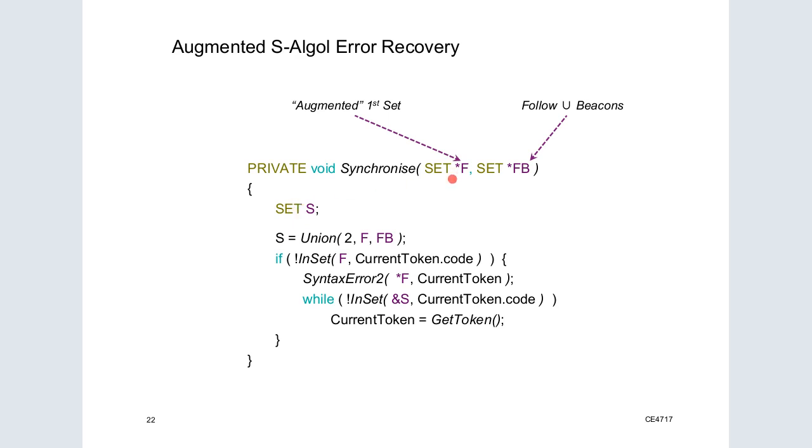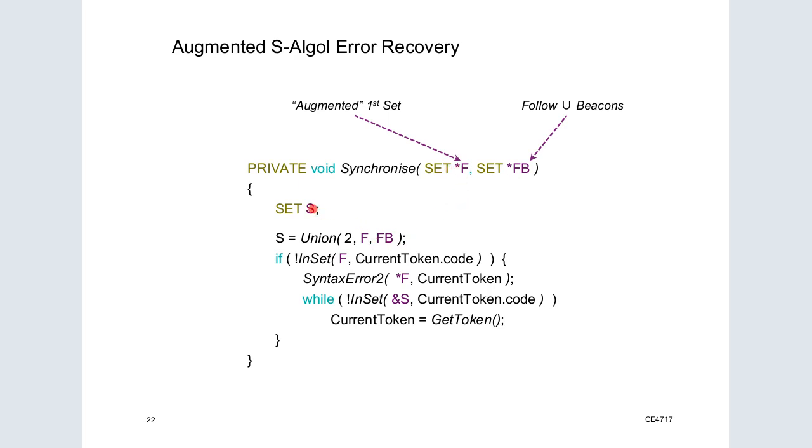So the first thing that we pass in is a pointer to the augmented first set of resynchronization symbols. These represent essentially good resynchronization points. And then we have an emergency set of so-called follow and beacon symbols. And as I've said, this set has to be worked out by trial and error for any particular grammar, and getting it right is more an art than a science. I don't actually expect you to work it out. I will give you what I found to be good sets to do this. These are easy to do.